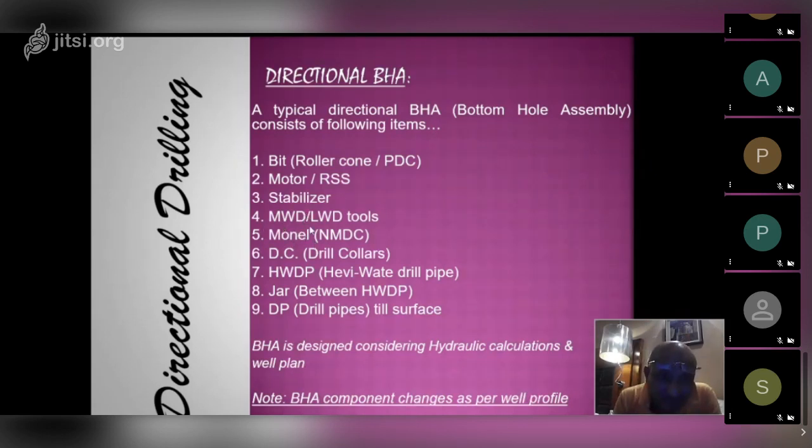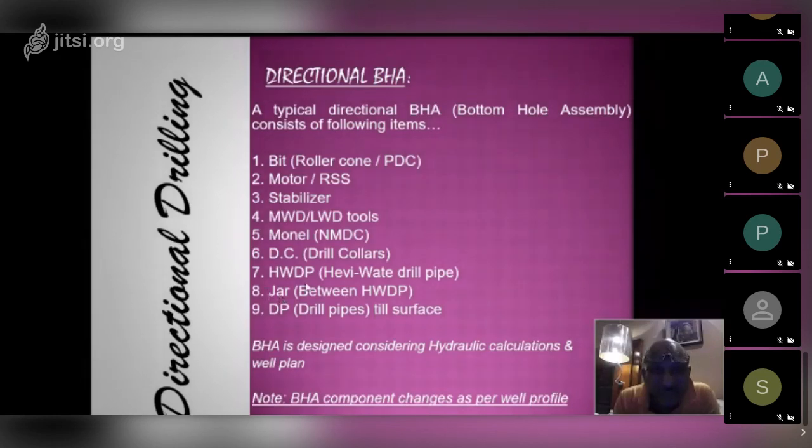Monel is a non-magnetic pipe basically. It looks like an aluminum pipe or steel pipe, but it's basically an alloy. So we put Monel above this, and if we see interference from this part of the tool also, then we put a short Monel below the MWD. Then after that we have these drill collars, heavier drill pipes, drilling jar, and drill pipe.